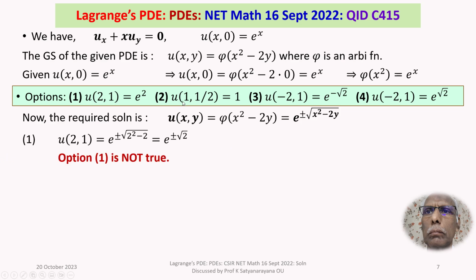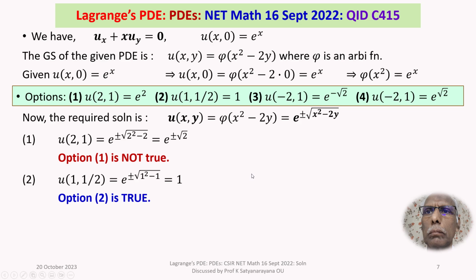Get into option 2 and substitute x = 1, y = 1/2 in this. So you will get u(1, 1/2) = e^(plus or minus the square root of x^2 - 2y). x^2 is 1, 2y is 1, therefore 1 - 1 = 0. So it is e^(plus or minus 0), that is 1, and it is given as 1, and it is the same. Therefore, your option 2 is true.